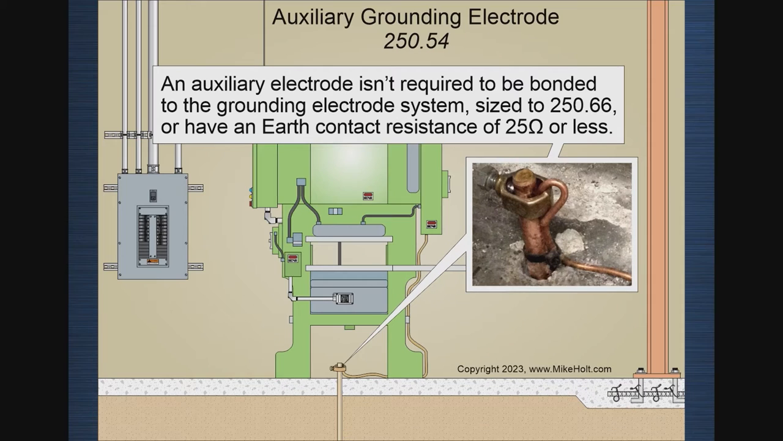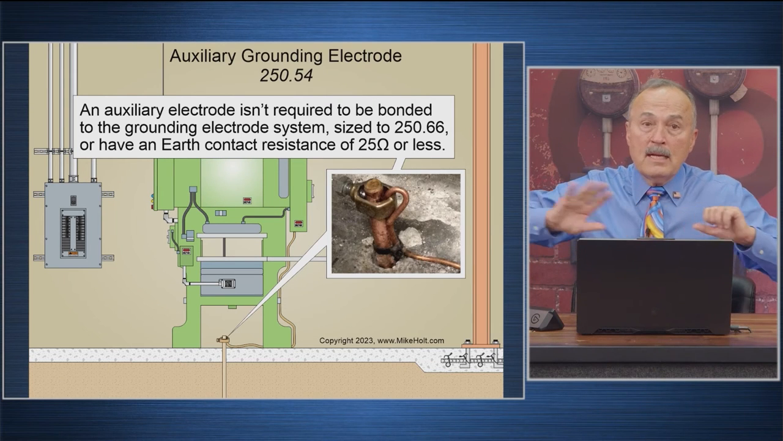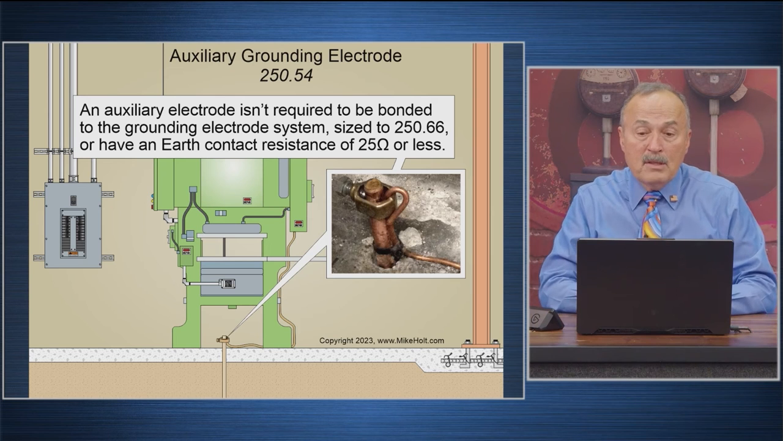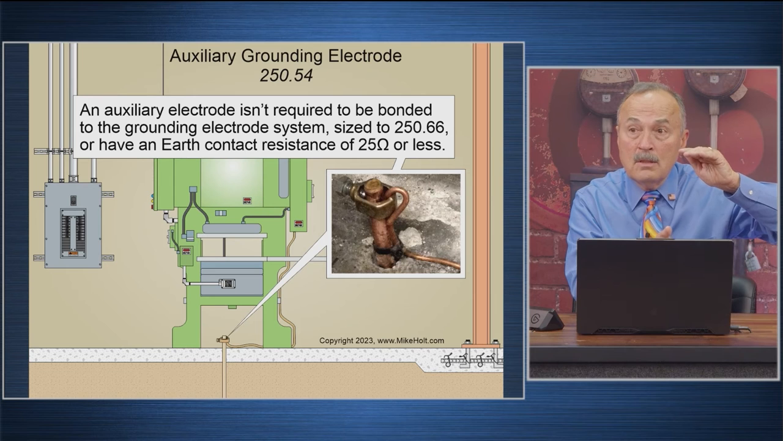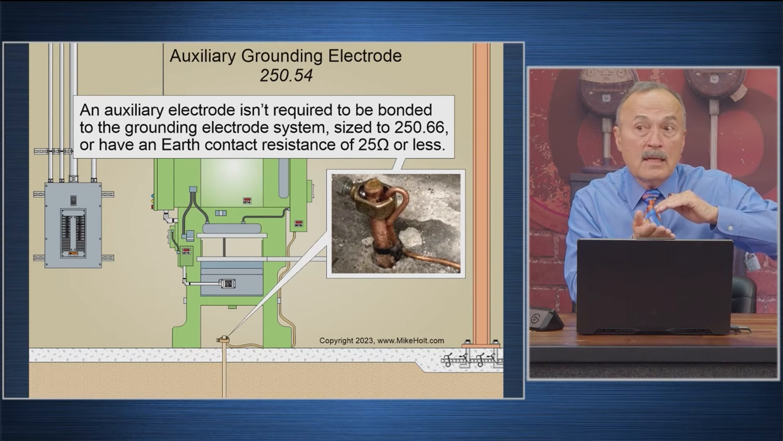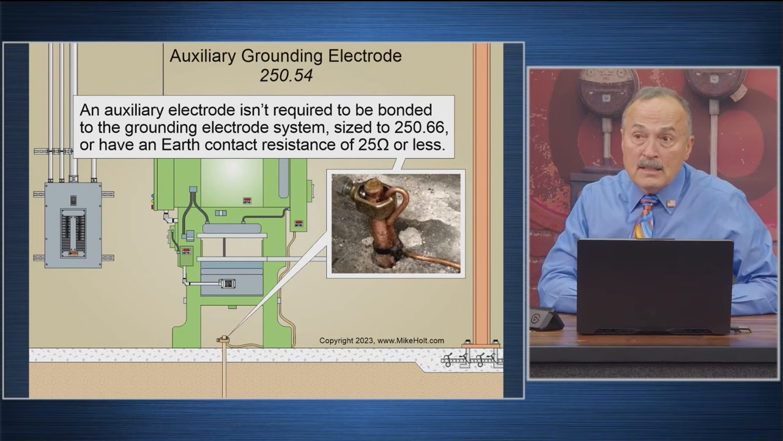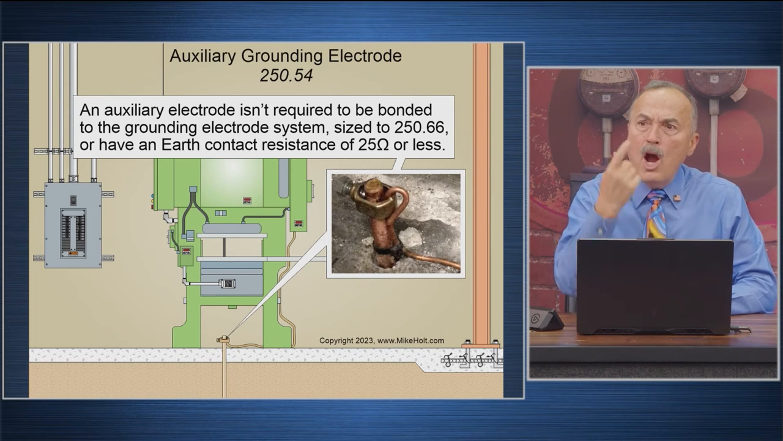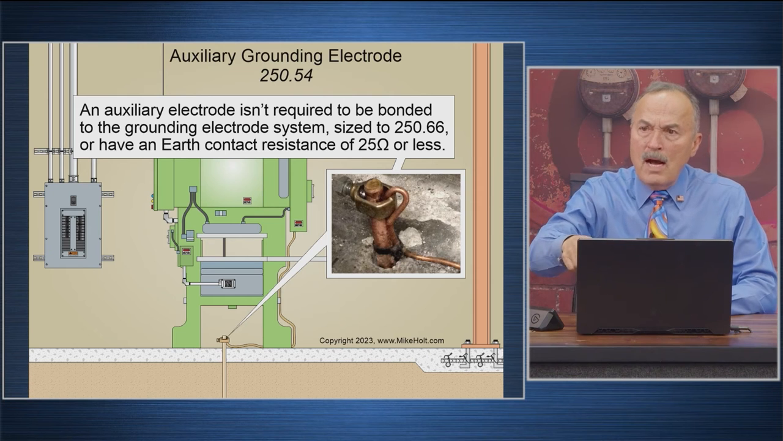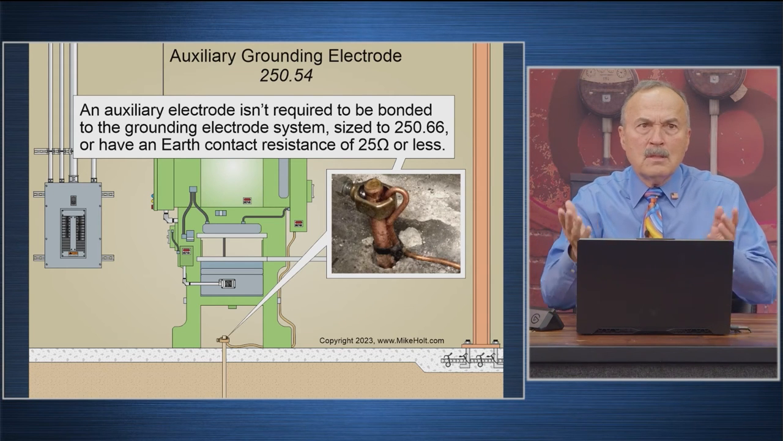So here's what the code says. An auxiliary electrode isn't required to be bonded to the building grounding electrode system. See, all electrodes in 250.50 have to be bonded together, right? Well, not auxiliary electrodes. And it doesn't have to be sized per 250.66, because 250.66 tells you how to size the grounding electrode conductor, but this is an auxiliary electrode, we don't know what it's called, so there's no table. And it doesn't have to have a contact resistance of 25 ohms for a single electrode. Because some inspectors are saying, well, you've got to run a wire to that. You've got to put two ground rods there. You've got to get the 25 ohms. Like, no, this is something I don't need to do.